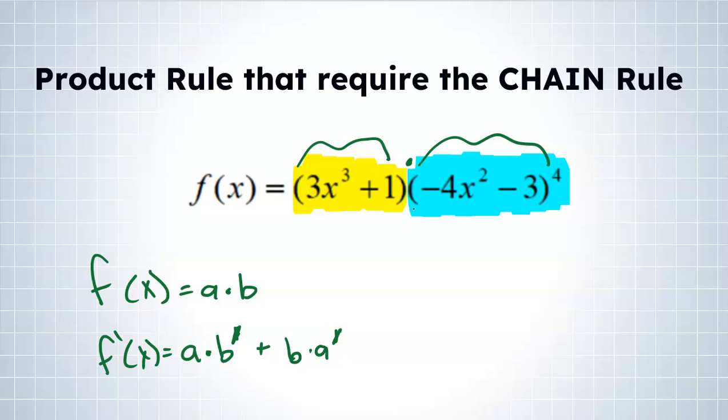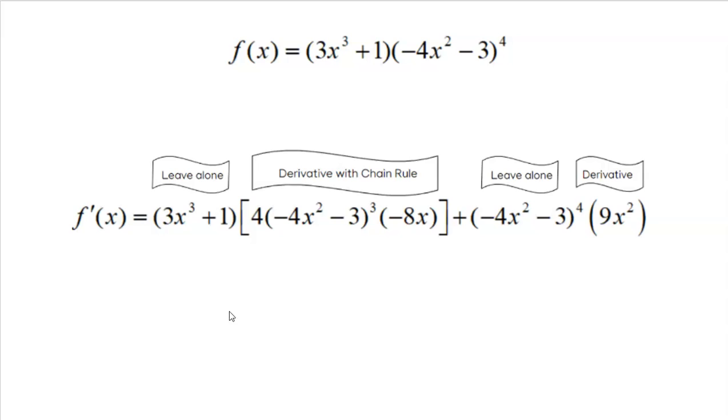And this back part right here, at some point we are going to have to find the derivative of this, which is going to require the chain rule, which is why we're going to use the chain rule within the product rule. So here we go. Here is me using the product rule. So first, I'm taking a, leaving it completely alone. So that is this first part right here, 3x cubed plus 1, doesn't change at all. And I'm going to multiply by the derivative of this back part. That is, of course, going to require the chain rule.